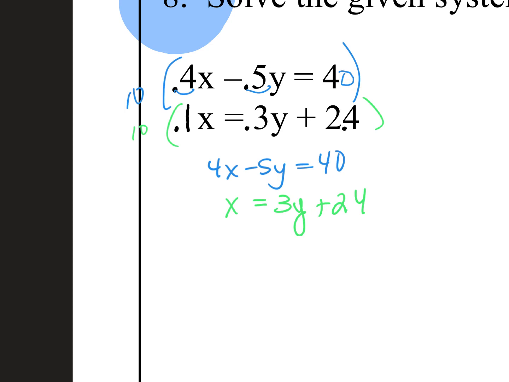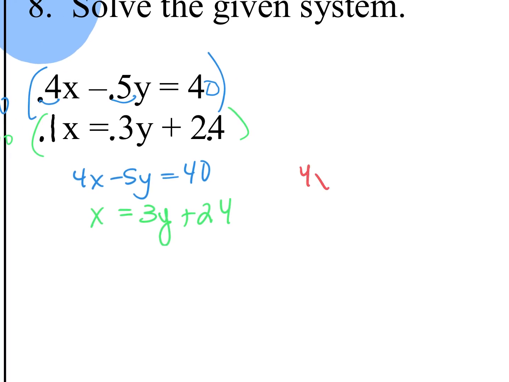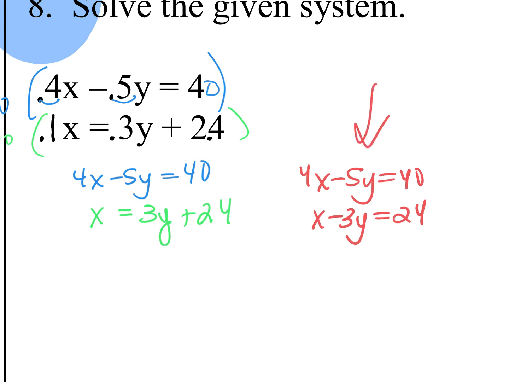Substitution. If you guys just don't like substitution, you could rewrite this as 4x minus 5y equals 40, and then x minus 3y equals 24. Why did I change positive 3y to negative 3y? Because I moved it to the other side. You could do elimination here if you wanted to. What would you multiply the bottom equation by to eliminate x's? I multiply it by negative 4, and then the x's would cancel out.